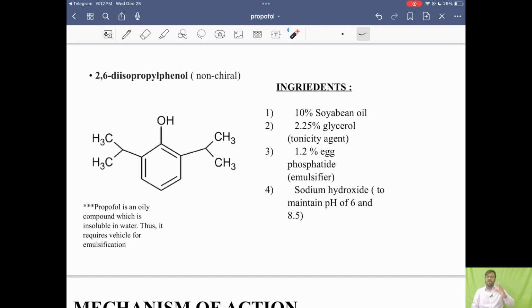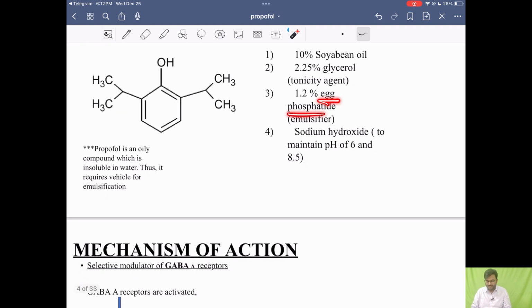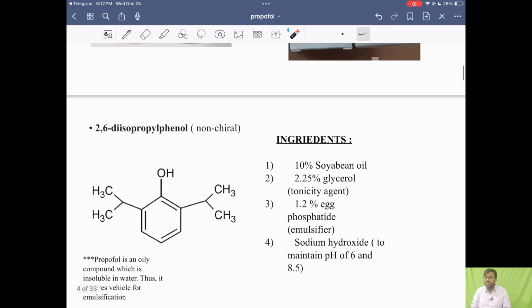So we all know that propofol is milky. It is a milky solution, and it is insoluble. It is an oily compound, and it is insoluble in water. So we need some vehicle for it to emulsify. All right. So we have egg phosphatide, which also acts as an emulsifier.